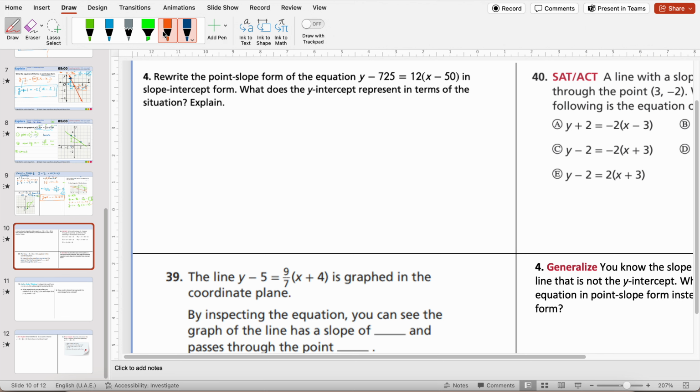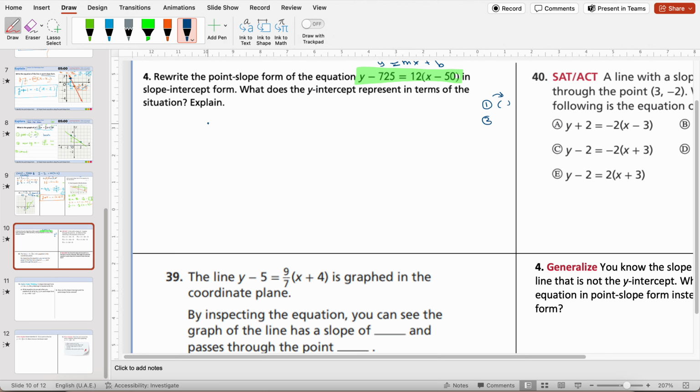Rewrite point slope form of the equation in slope intercept form. The slope intercept should look like y equals mx plus b. So we don't have a bracket first. We don't have a bracket. I need to distribute. Second, the y is alone. Y equals directly. There is nothing next to the y.